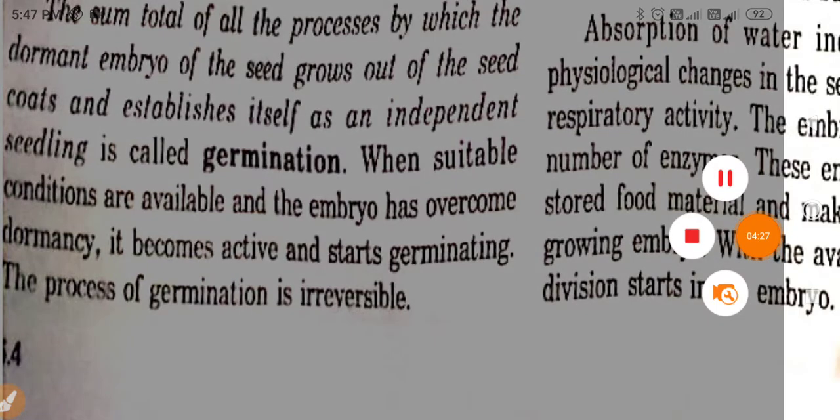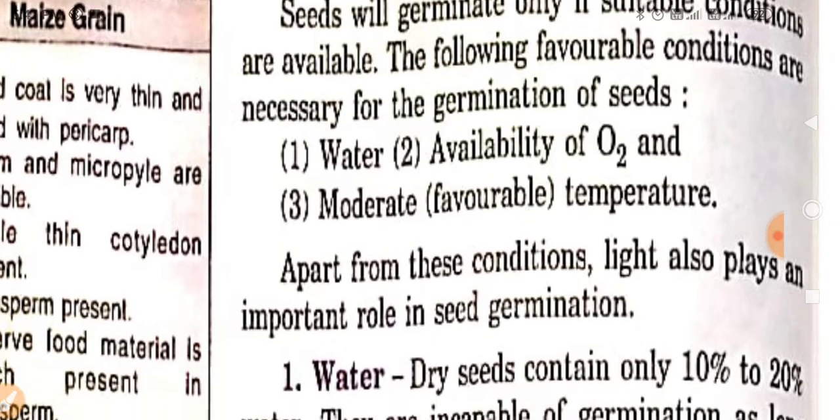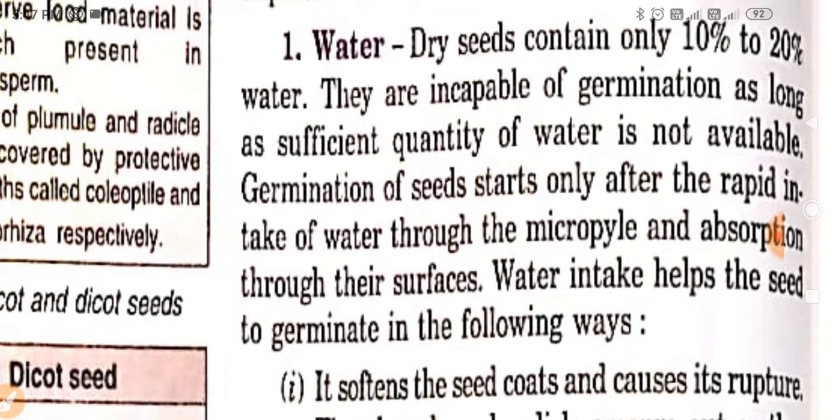There are some conditions necessary for the germination of seed. First is water, then availability of O2 and moderate temperature. Some seeds you can easily sow in your home also. When you soak some gram in water, you can see that it swells after one night, or after some time in summer season. And if you leave it for a longer time, it will start germinating.